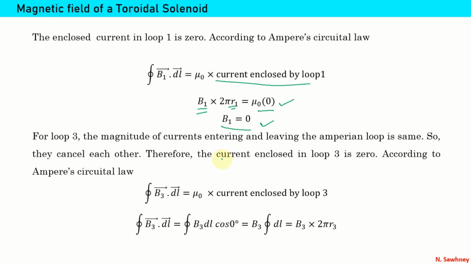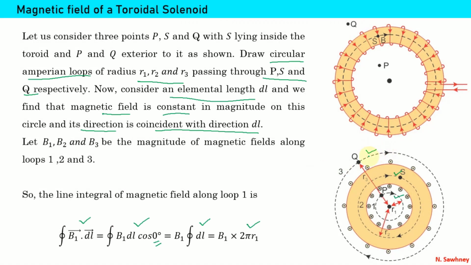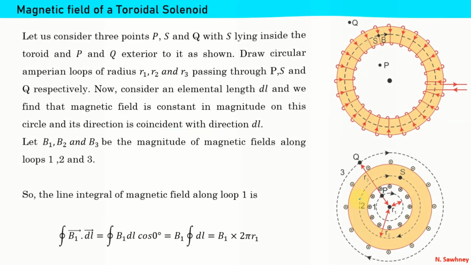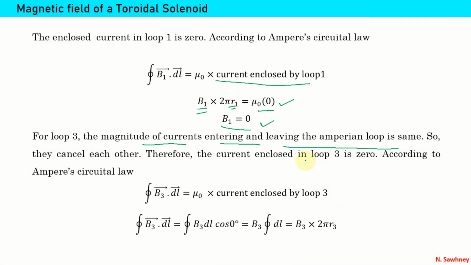Now let us see the magnetic field at an exterior point, that is at point Q. Now see carefully, the magnitude of the current entering and leaving the Amperian loop is the same. So they will cancel each other. See again from the figure, this point Q and loop 3 consist of equal numbers of dots and crosses. So the current pointing in and the current coming out will be exactly the same, hence they will cancel each other. So the current enclosed in loop 3 is 0.